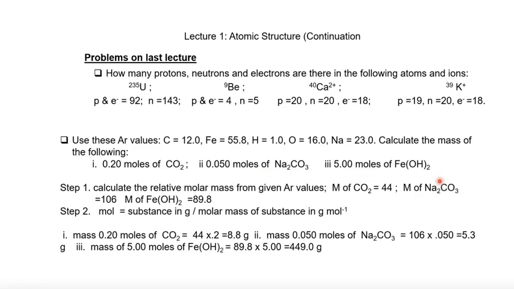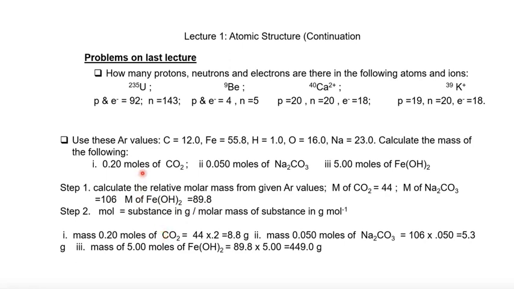First of all, we have to find out the relative molecular mass. And how do you do it? We take the relative atomic mass of each atom of the compound and add them up, and it becomes the relative molecular mass of that compound. In this case, we have done it, and we get for carbon dioxide a relative molecular mass of 44, for sodium carbonate 106, and for iron hydroxide 89.8.